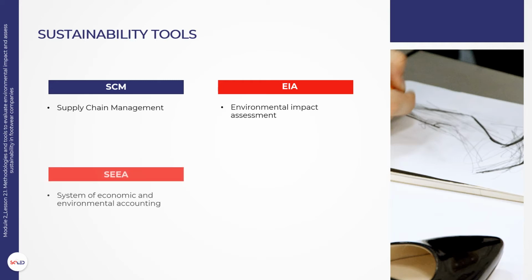The Economic and Environmental Accounting System, SEEA, or environmental audit, aims to analyze economic activity within a nation. And lastly, the Life Cycle Assessment, LCA, is a tool used to assess the environmental impacts and resources used during the useful life of a product, from the acquisition of raw materials to production, use and final disposal.